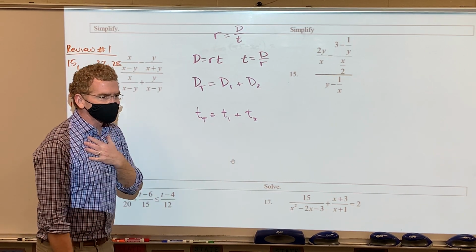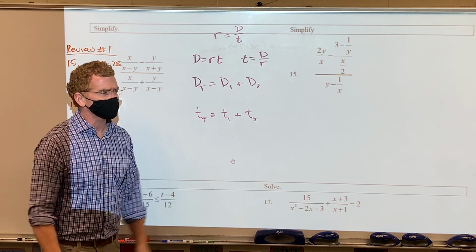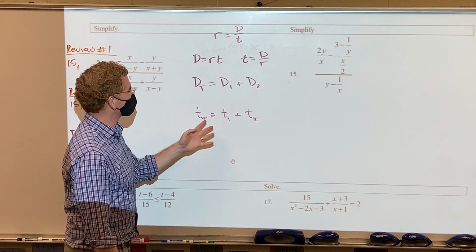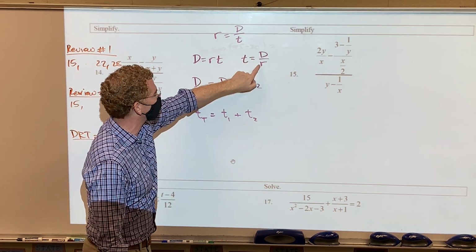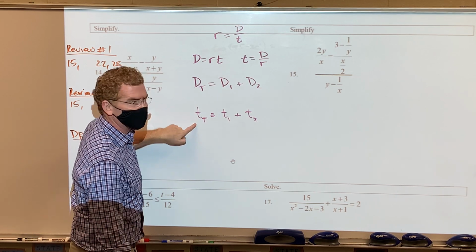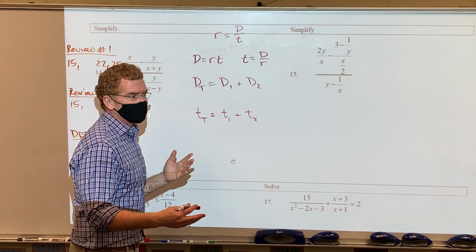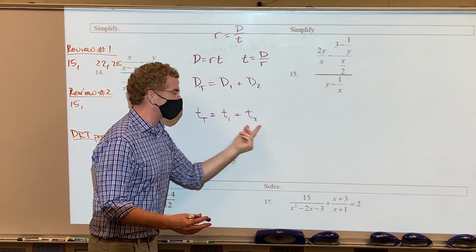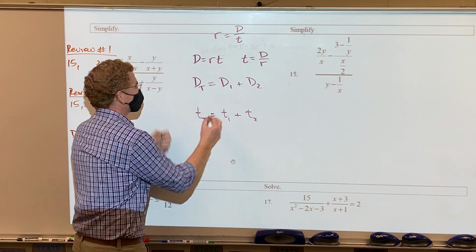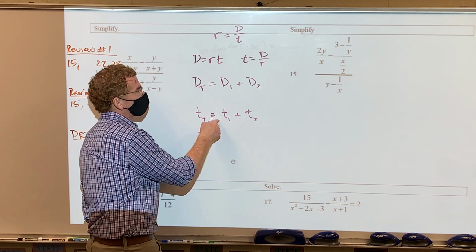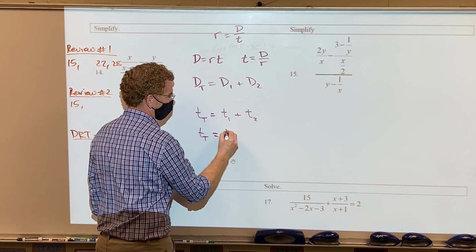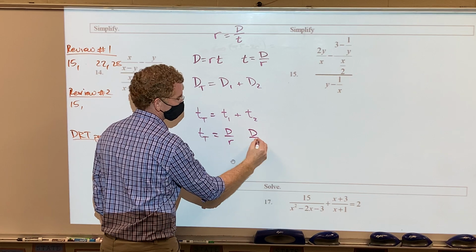And then like we know the substitution method, right? We know that substitution says if t equals d over r, then anywhere I see a t, I can put a d over r. So if you had an equation that gave you like maybe total time, but nothing about the other times, then keep the total time and replace the other times with d over r. Do that.